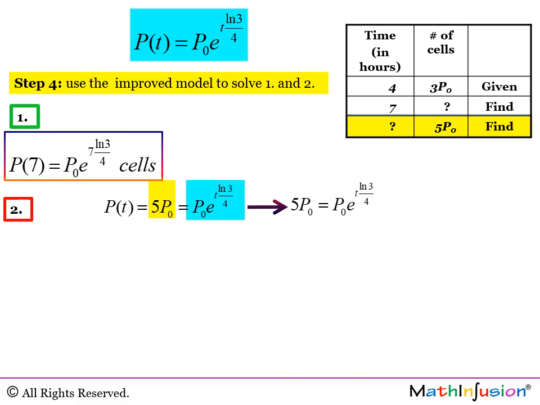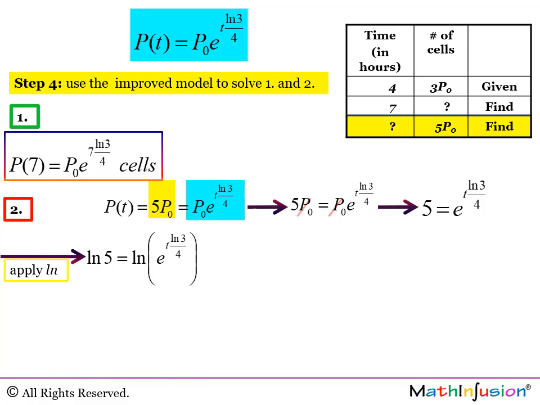Again, I can cancel out the p0 and I get that. Now I can apply ln to both sides and I get this. So I get actually that ln of 5 equals t times ln of 3 over 4. And I can solve for t. And I get that t is 4 times ln of 5 over ln of 3 hours. This is the exact solution.